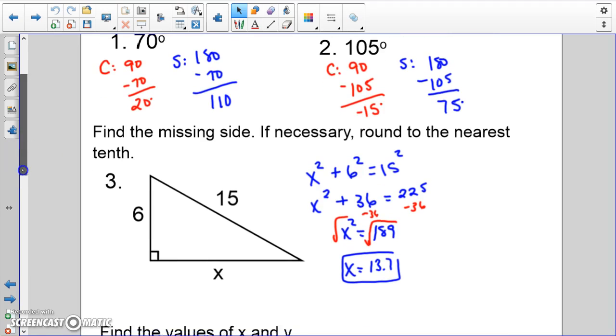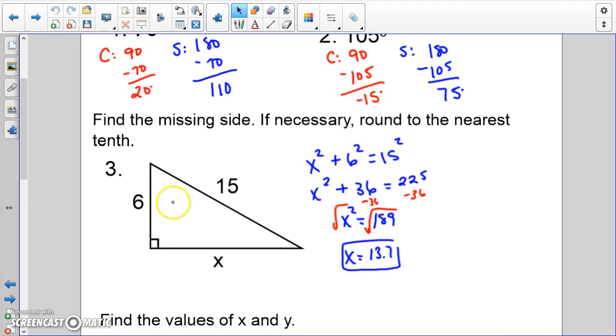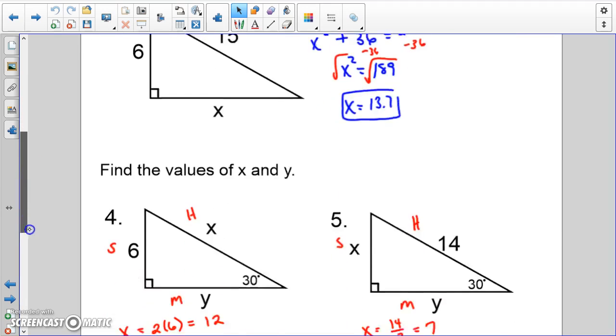Number 3, anytime you're given two sides of a right triangle, you should always use your Pythagorean theorem. It doesn't matter which you choose as your A and B, but 15 has to be the C. So I did mine as x squared plus 6 squared equals 15 squared. Squared my two numbers, subtracted, and then your last step is to take the square root. Since 189 is not a perfect square, you can go ahead and just give the decimal answer of 13.7.